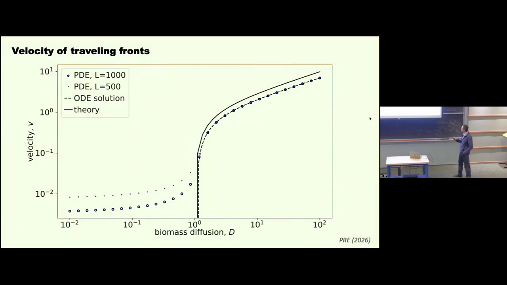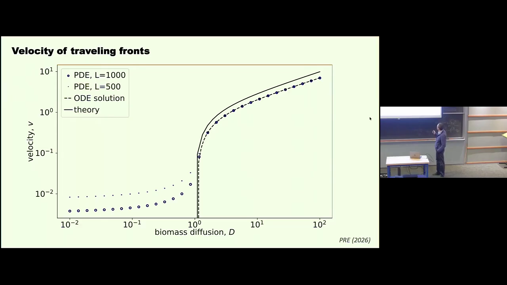So this plot has a bunch of stuff, so let me walk you through that. The dots are the solutions of the PDE. I solved the PDE for two different system sizes. When I do have an actual velocity, the two system sizes give me the same answer, and that's the velocity. Now, when I don't have a velocity because I'm in a square root regime, the bigger the system size, the smaller the velocity, and eventually it vanishes completely.